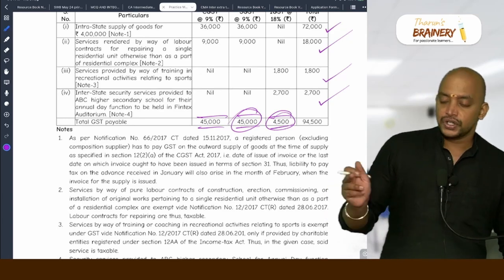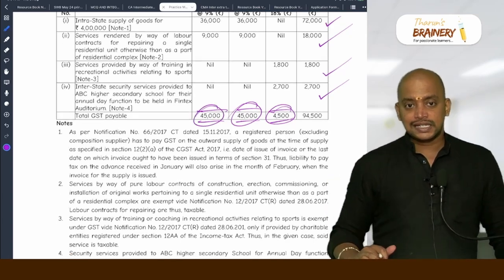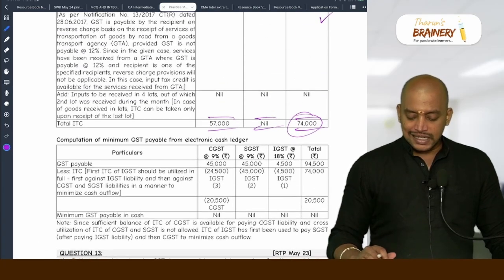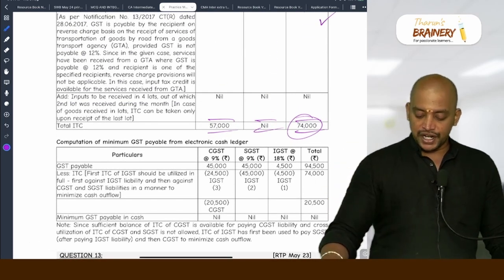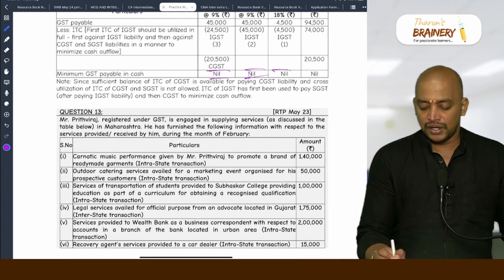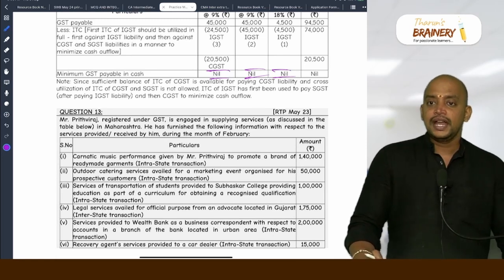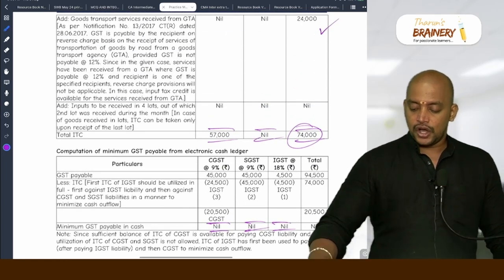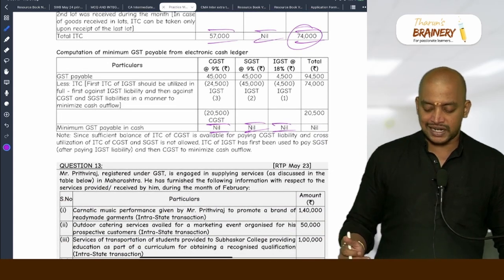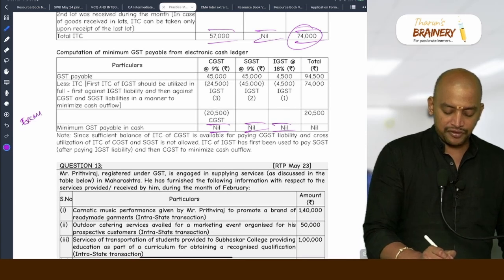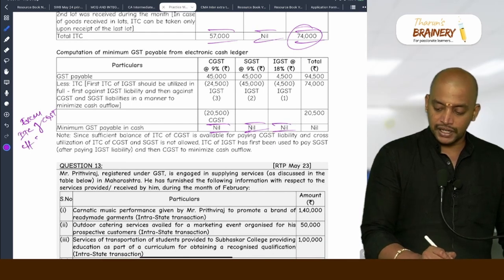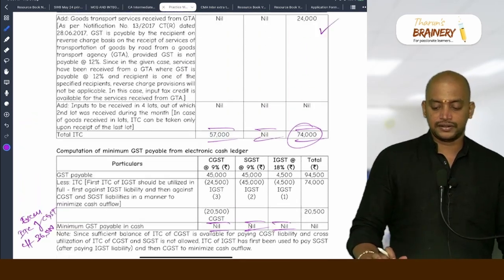Still how much you have? 24,500 that you use for CGST. Clear? And now CGST credit 57 we have, but already 24,500 we paid out of 45, means 20,500 only. So the GST payable will be nil. Okay, and there will be some excess credit carried forward. How much excess credit? 57 minus 20,500, 36,500 excess ITC carried forward. Excess ITC of CGST carried forward 36,500. You understood here?